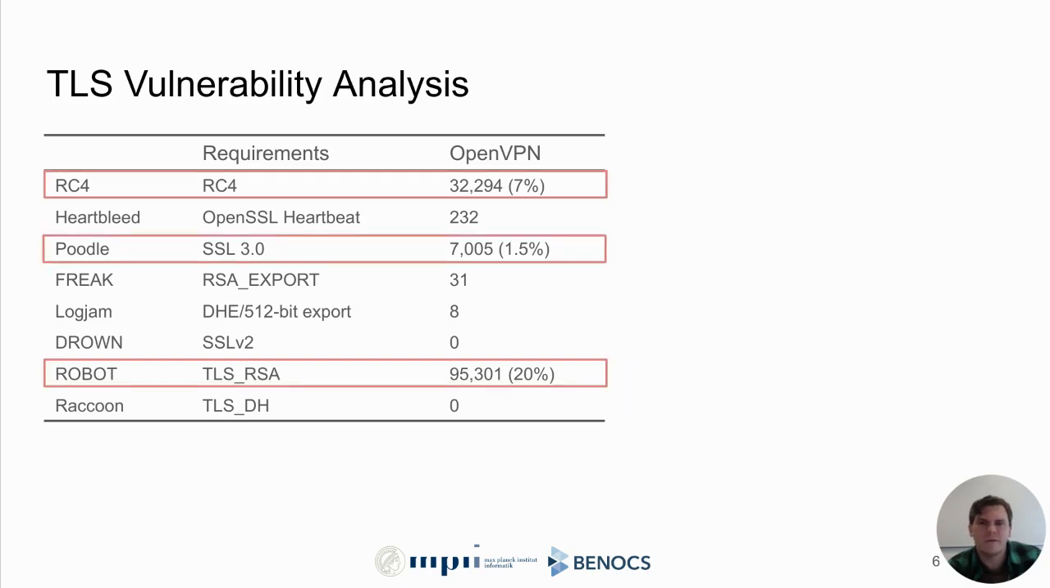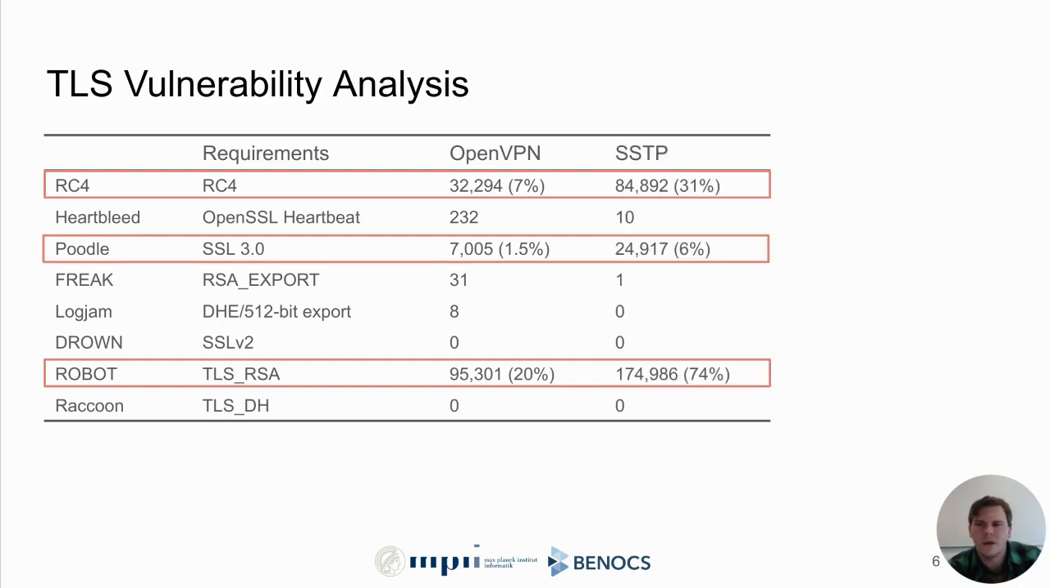For OpenVPN, we found a substantial amount of vulnerable servers for 3 attacks in particular, including RC4, Poodle, which relies on SSL 3.0, and also Robot, which is based on TLS RSA ciphers. This looks very similar for SSTP, though we found many more vulnerable servers for all of the 3 attacks. And here we have to note that SSTP is generally not recommended to be used anymore, and our findings strengthen that recommendation even further.